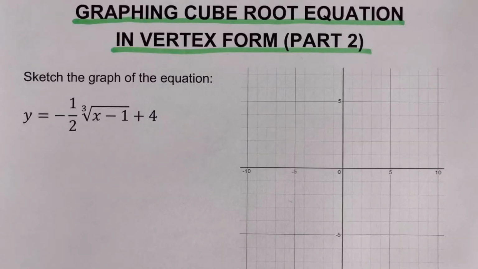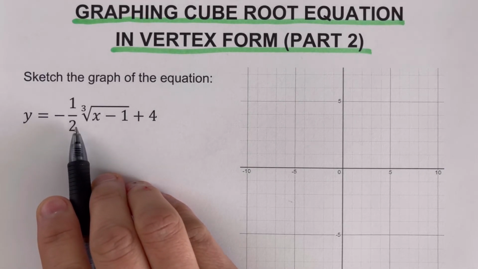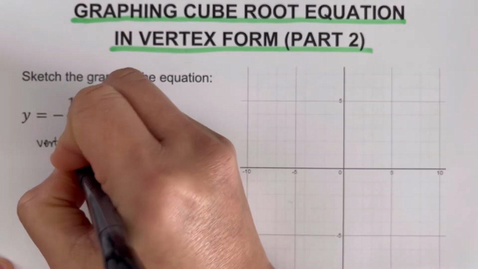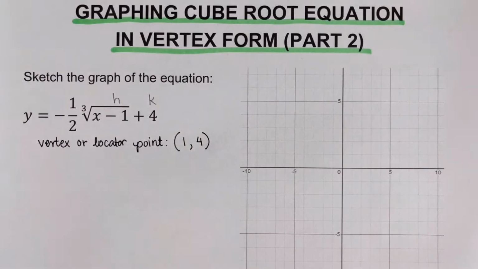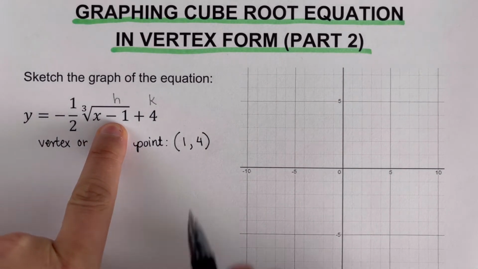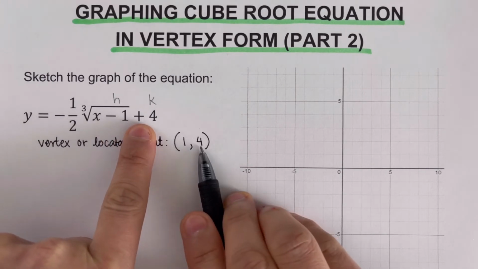Going back to the problem, the first step in sketching the graph is to determine the locator point, or the vertex. To determine the coordinates of the vertex, we use h and k. The trick is to switch the sign of h. Since this is negative 1, it comes out positive 1, and we keep the sign of k. That's how we got the 4.